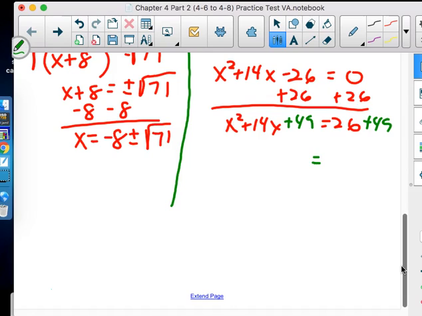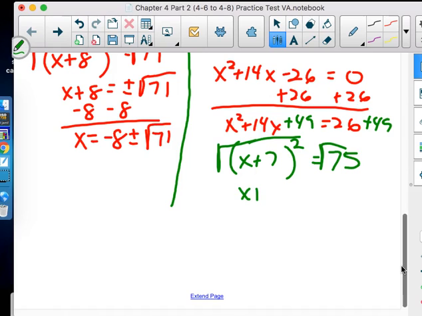26 plus 49? 75. That's kind of a nice number. Something squared. What's the something? X plus 7. Then square rooty toot toot. X plus 7 equals plus or minus the square root of 75 unless we can find some perfect square business in there.